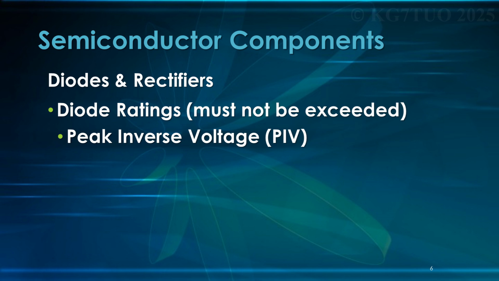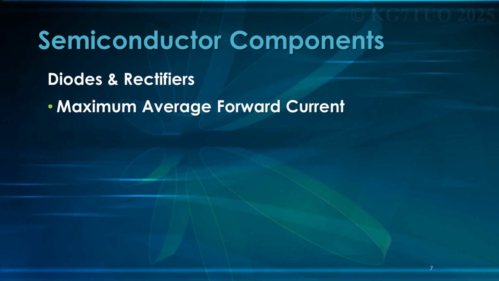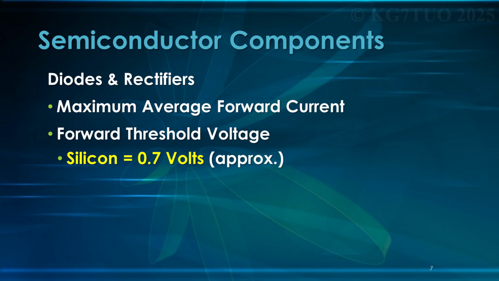You can't exceed that. Maximum voltage in the reverse or non-conducting direction, reverse bias. So if there's voltage coming in this way and it's being used as a switch to say, no, it can't come this way, you can't overload it and blow it up. Maximum average forward current, the forward threshold voltage, so coming in the right direction with the maximum voltage.